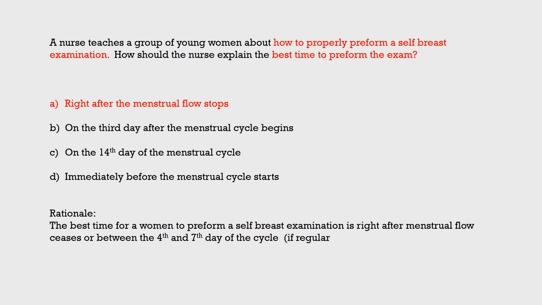That's when you're going to have the lowest hormone levels. You're going to do your breast self-exam typically between the fourth and seventh day of your cycle, if you're regular.